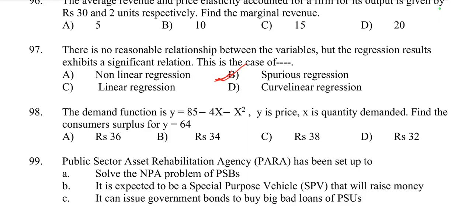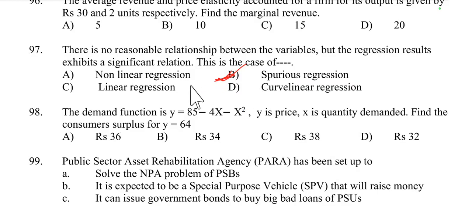Spurious regression occurs when two or more variables appear to be significantly related to each other in a regression analysis, but the relationship is actually due to a third variable or a coincidence rather than a genuine causal relationship. So in this case, the regression results show a significant relationship even though there is no reasonable or meaningful relationship between the variables. There is no reasonable relationship between the variables, but the regression result exhibits a significant relation. This is called spurious regression.